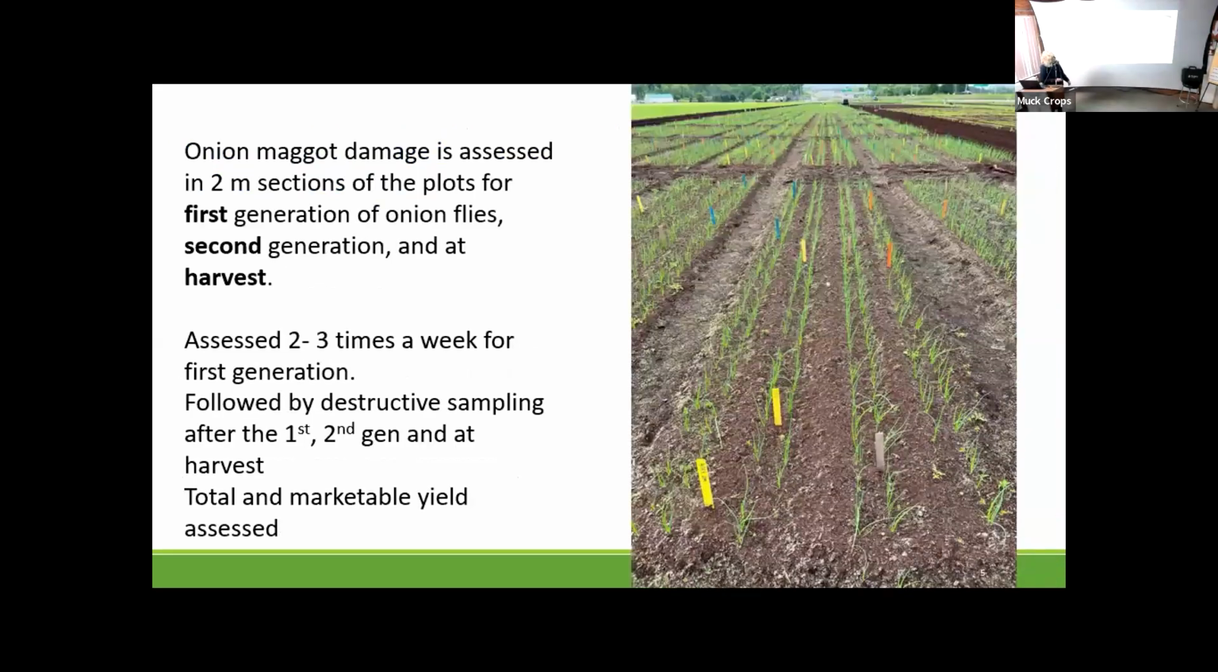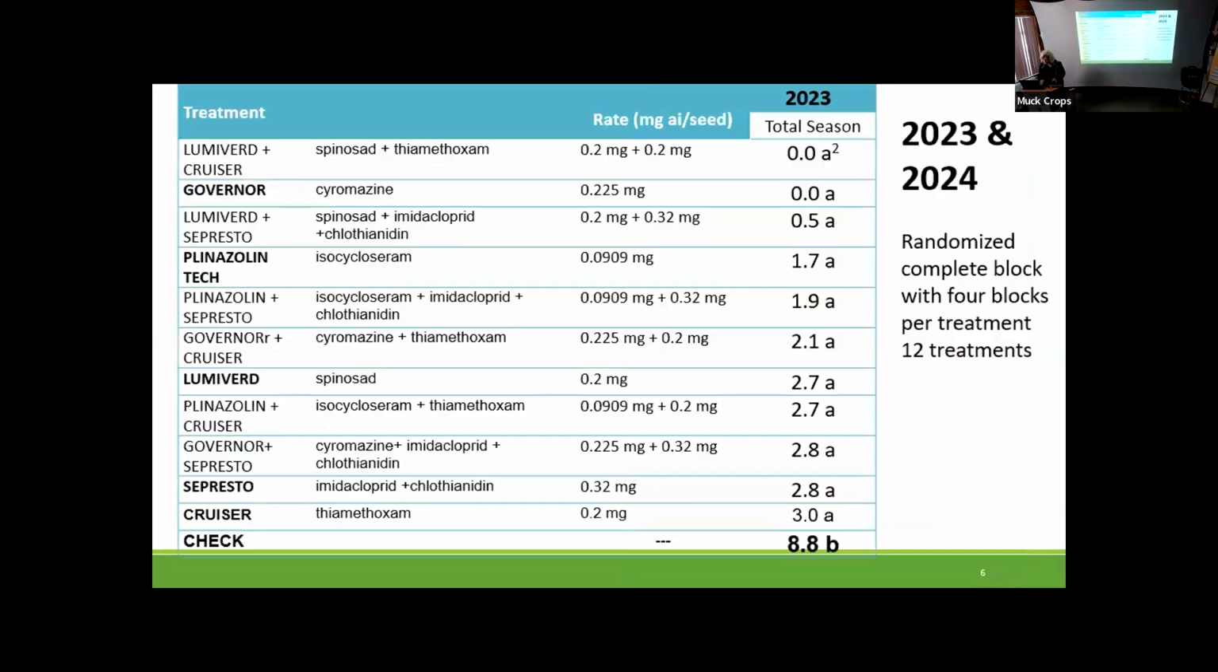And when we do our trials, before the onions even get up, we stake out 2-meter plots. So we assess the onions, count the onions first, and then as the maggot damage shows up, we count how many onions are damaged. And we also stake out our yield plots right at the beginning. So we don't do anything to the yield plots. We can get a good estimate of yield at the end of the season. So these are all of the same treatments that you saw with Brian Nault.